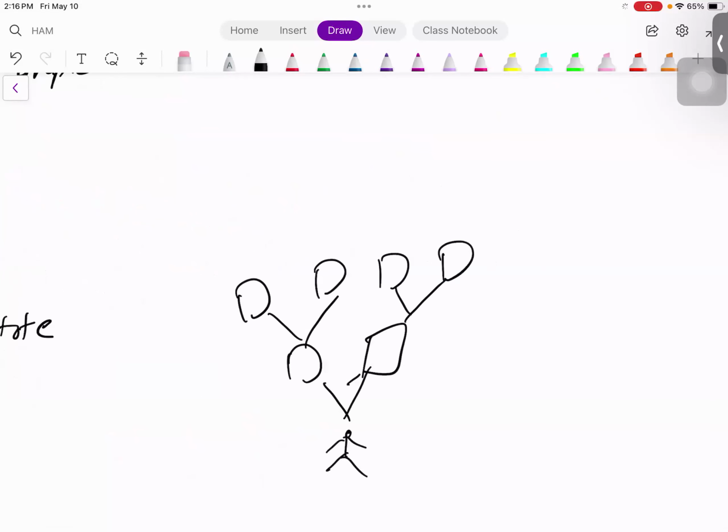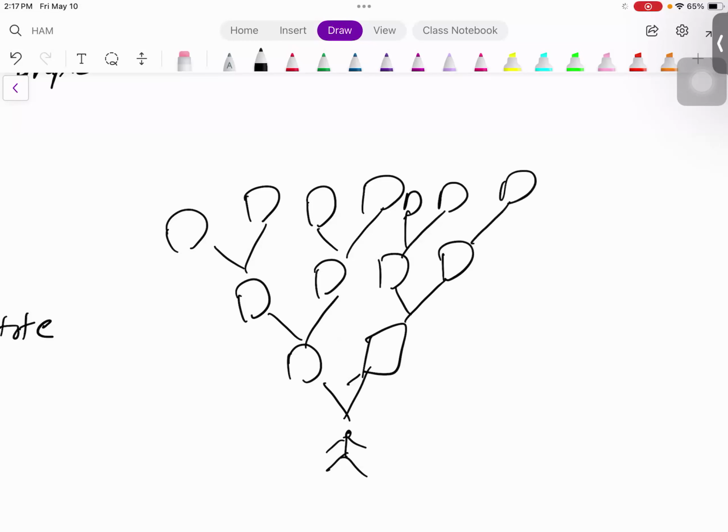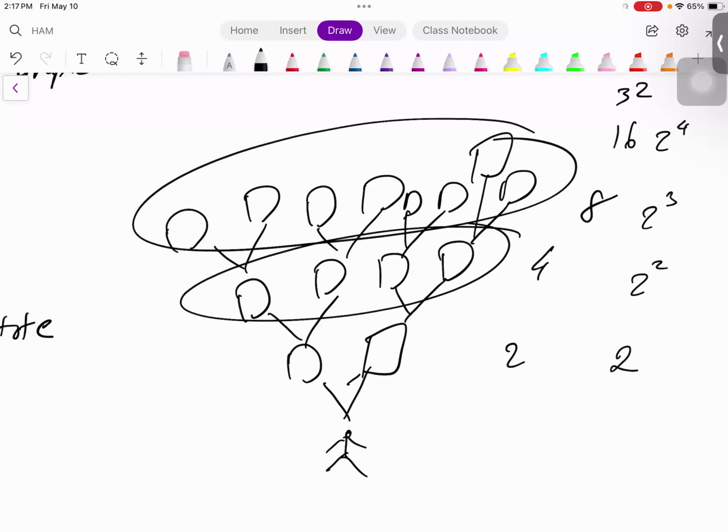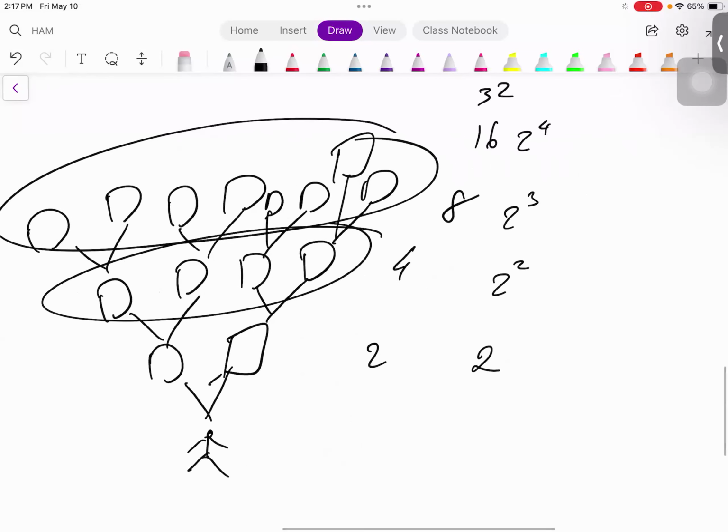For your grandparents, how many? Another 2. Look at how fast it is increasing. Oh, this one only has 1. Oh, like you're adopted. Oh, I just adopted you. Anyway, did you see how the number is increasing? This is 2. How many people here? 4. How many here? 8. And it keeps going to 16, 32. Actually, it's going to be 2 squared, 2 cubed, 2 to the 4. That's exponential.